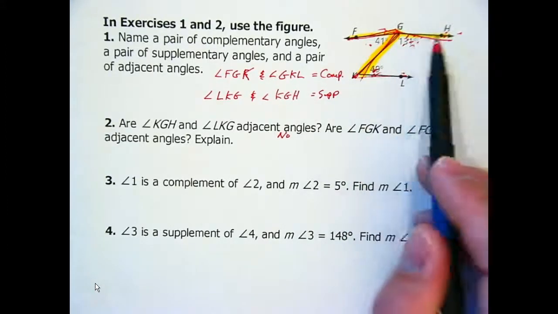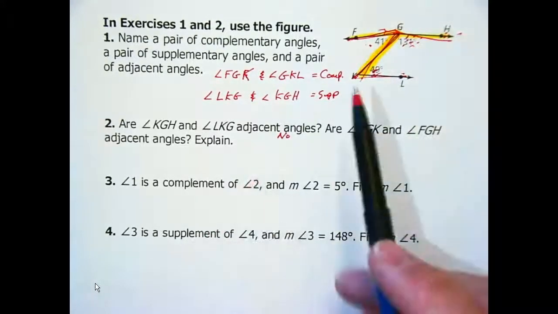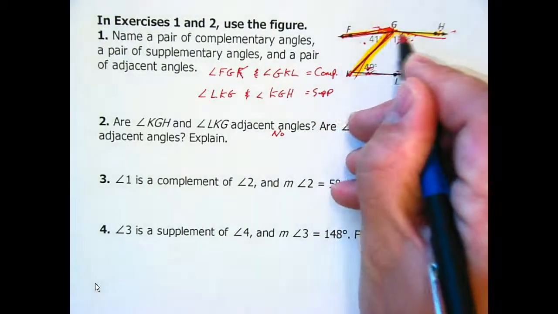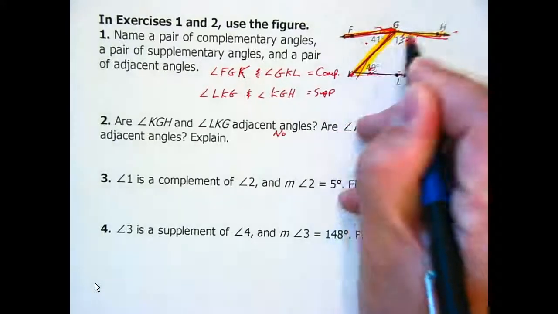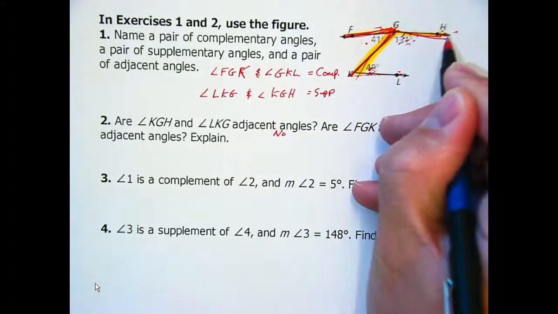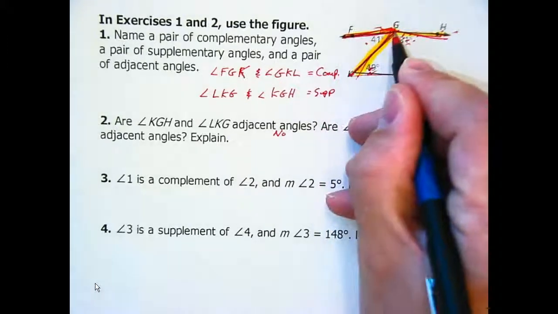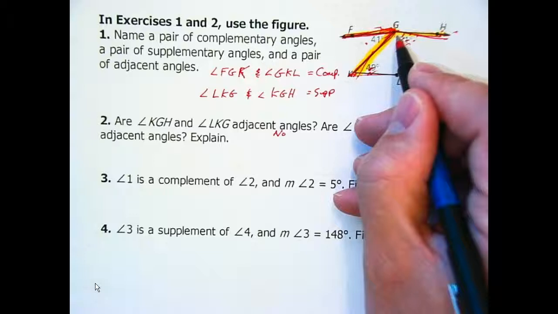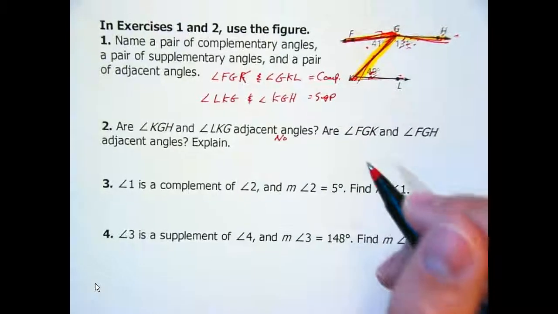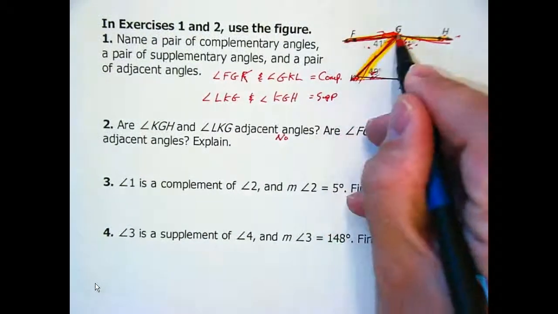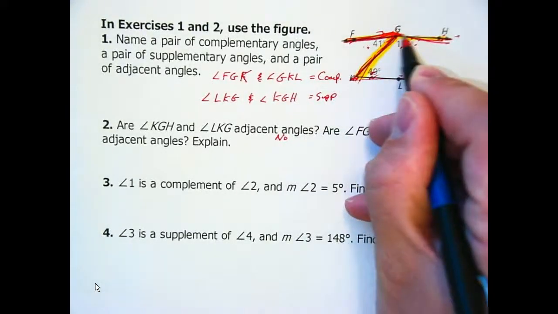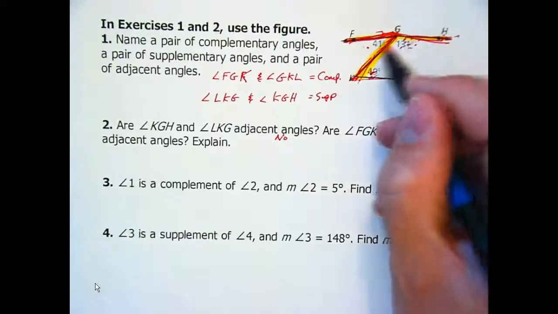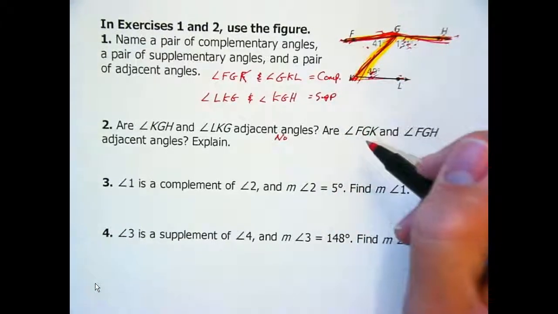Our FGK and FGH, are those adjacent angles? So is this angle right here adjacent to this angle right here? Okay, who says yes? Who says no? Who says I'm not sure? Even if you said yes or no, the answer is no. This angle right here is not adjacent to this angle right here. It's part of that angle, right? So if it's part of it, it's not adjacent to it.